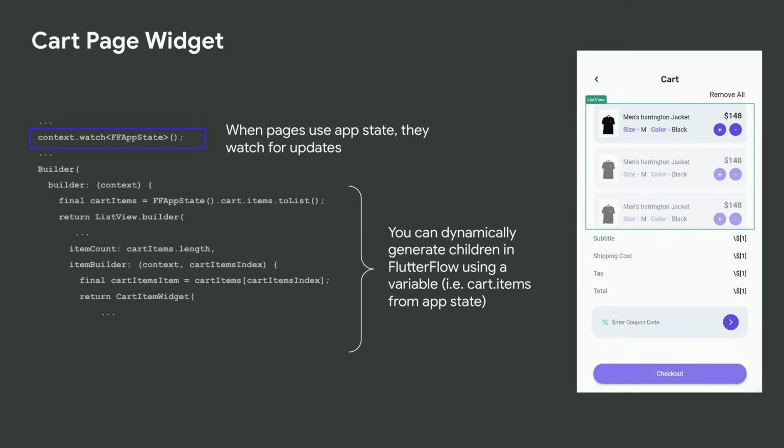And one cool thing I wanted to point out is that in FlutterFlow, what you can do is something called dynamically generate children. So on the right-hand side, I've actually created a list view that just dynamically generates one child for each item in my cart. And then it uses my cart item component to show what the item should look like. And in the generated code, all this looks like is a list view builder where I'm iterating through each item in my cart.